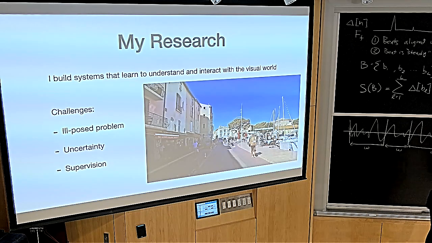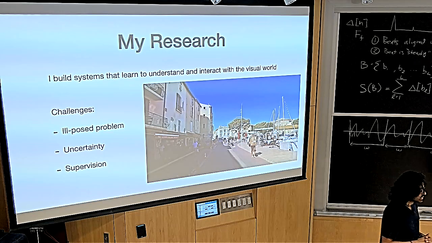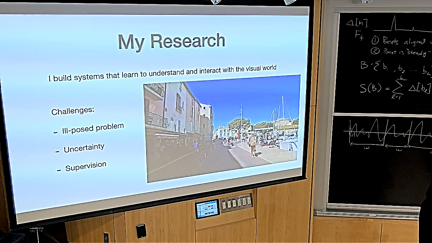What do the buildings look like? Are there people there? You have kind of plausible scenarios you can build up in the head. So there's uncertainty. There's not just a single solution. There's a set of plausible solutions.